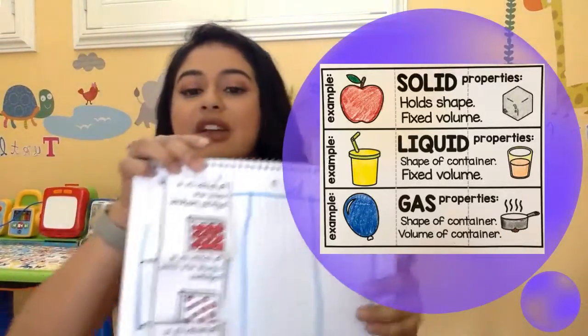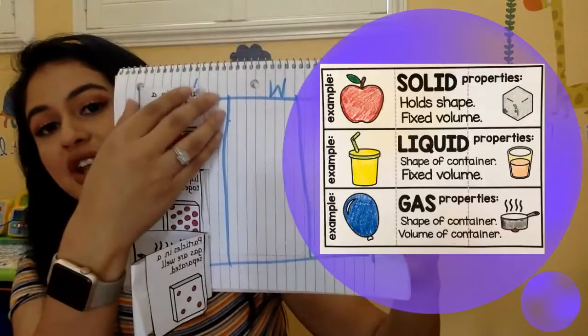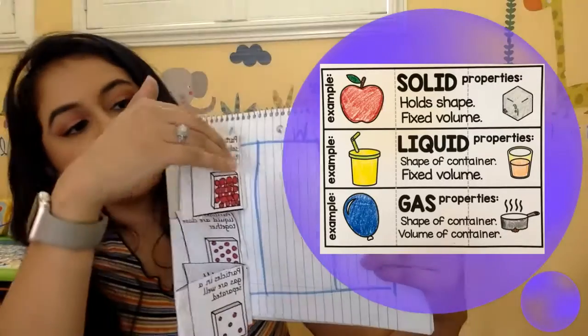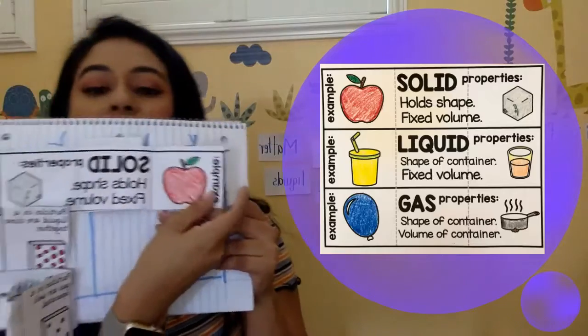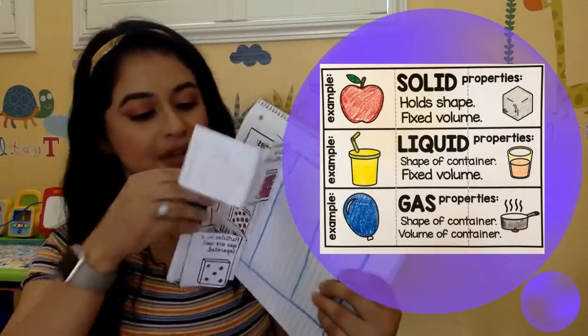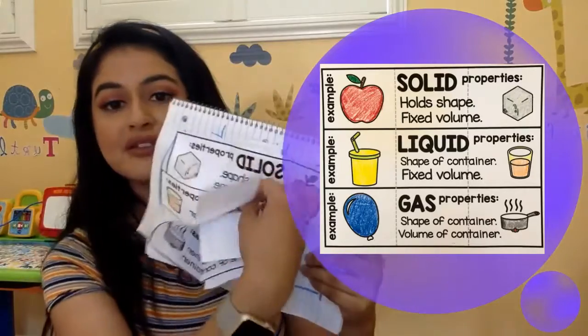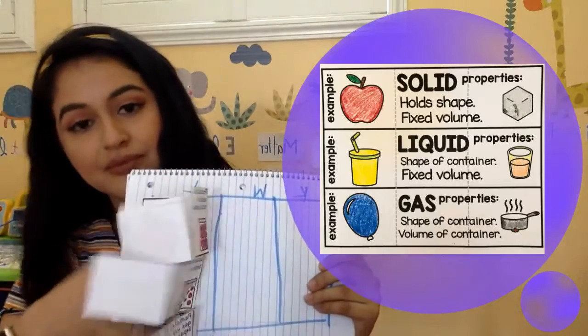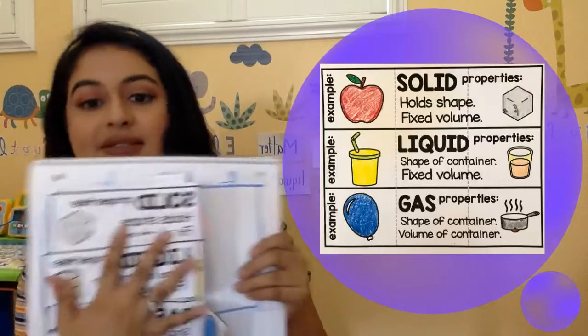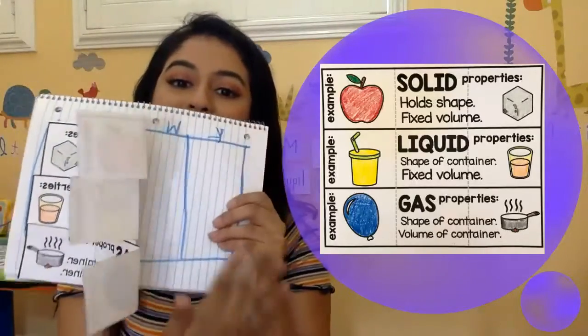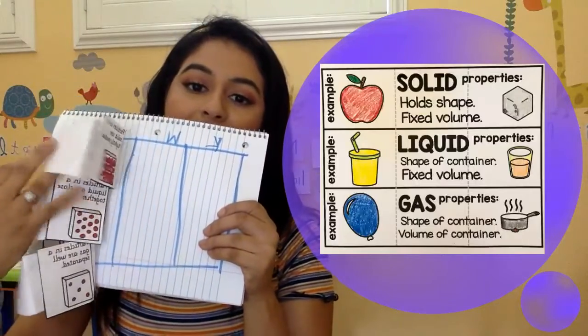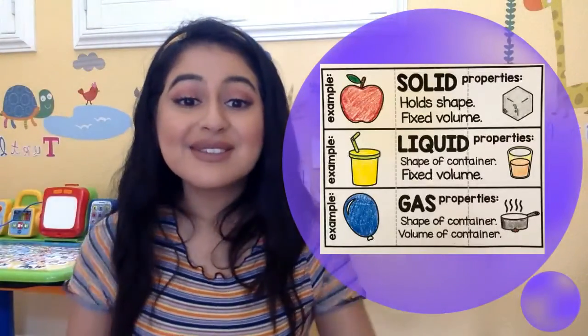Okay, friends, so at the very edge of your notebook, you should have a little booklet. So when you want to know what you learned, you can go ahead and open it. Here's liquid. And here is gas. Great job, friends. You guys did so good.